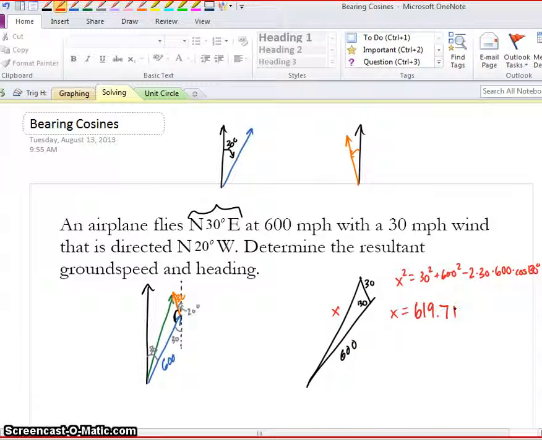And that is the speed at which the plane is moving. And looking at our picture, we can see that that makes sense. The plane should be moving faster with the wind than without the wind.